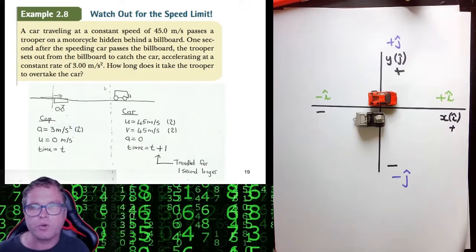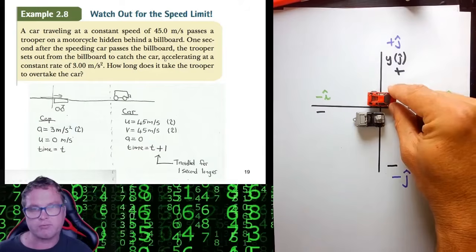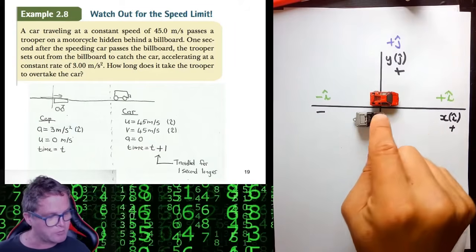Okay, so the wording of this problem is a little bit American language, but they're referring to a trooper, which we would call a traffic cop, on a motorcycle hidden behind a billboard, hidden behind a sign. Another word for billboard is a sign. So they're saying our car is going to be the red car. It passes someone on a motorcycle.